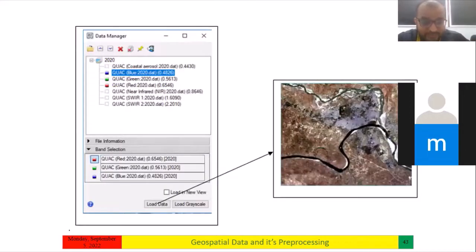Here I have shown one image. Blue at 0.48 means it is coming in 0.4 to 0.5, or the average value would be taken. Green is 0.5, and red is 0.65. In the band selection, there are three channels: red, green, and blue. In red I have passed red, in green I have passed green, and in blue I have passed blue. So it is forming the true color composite.